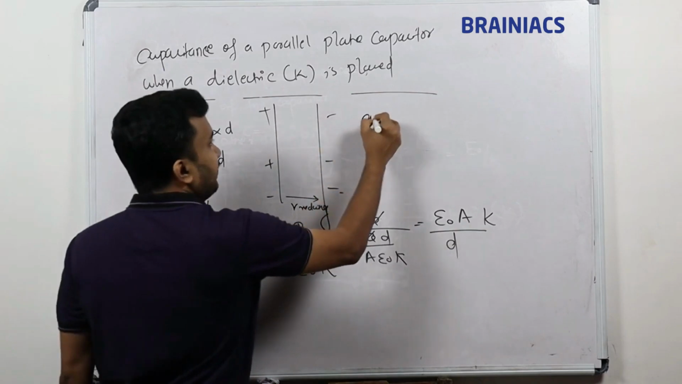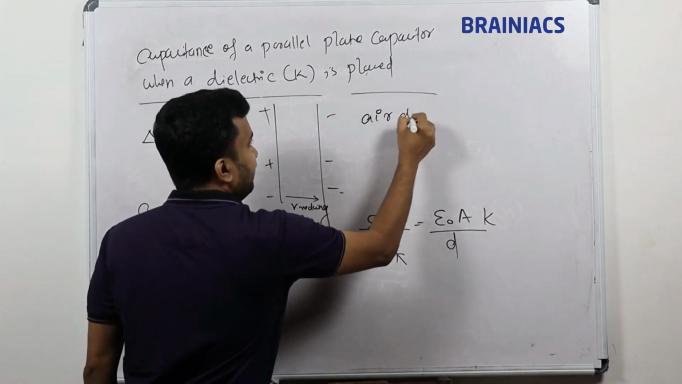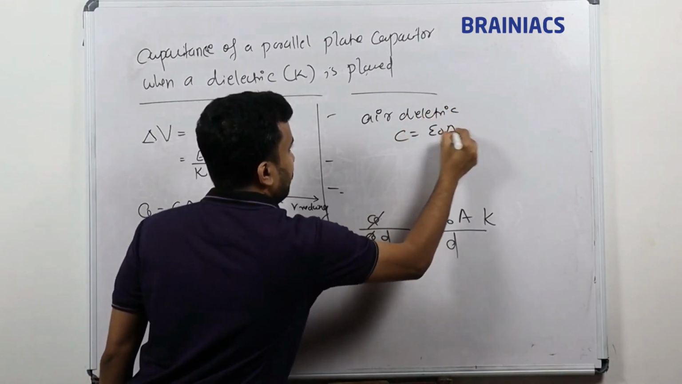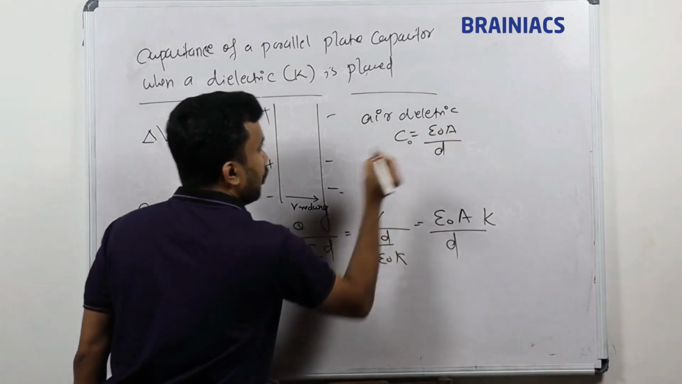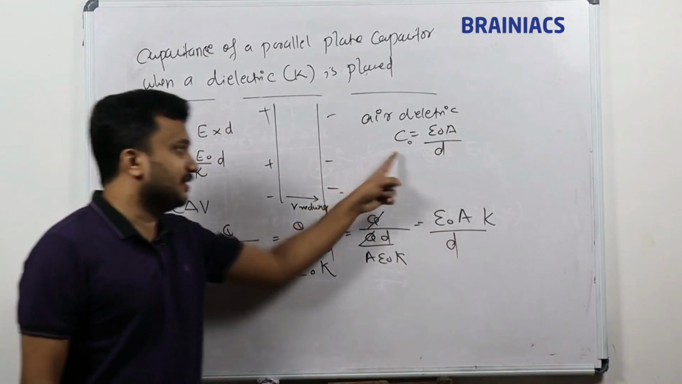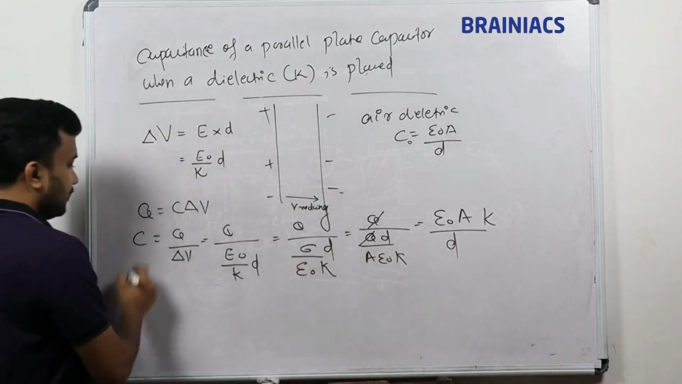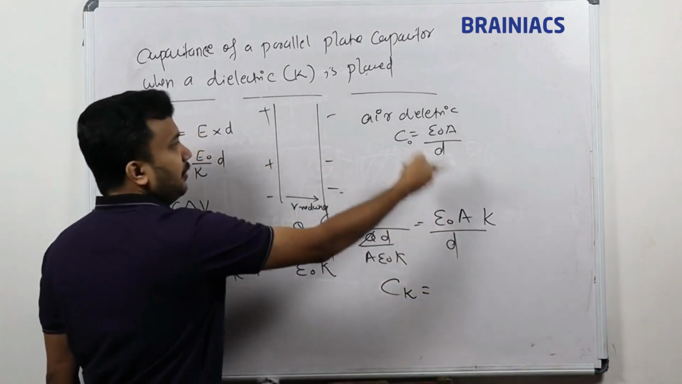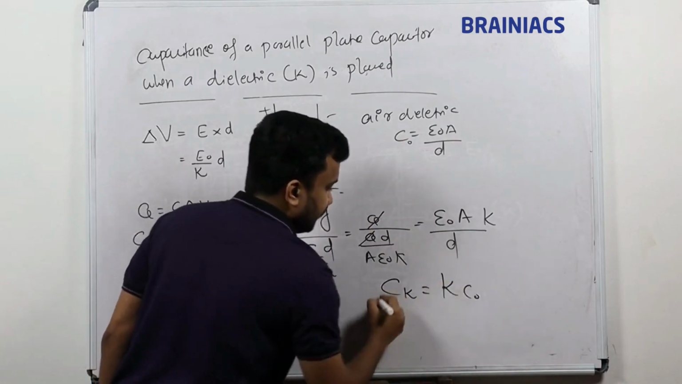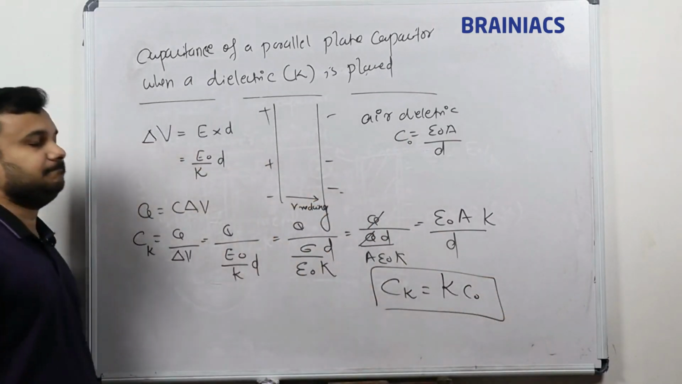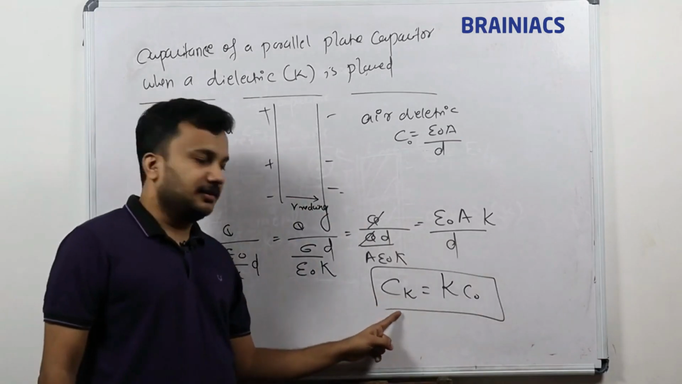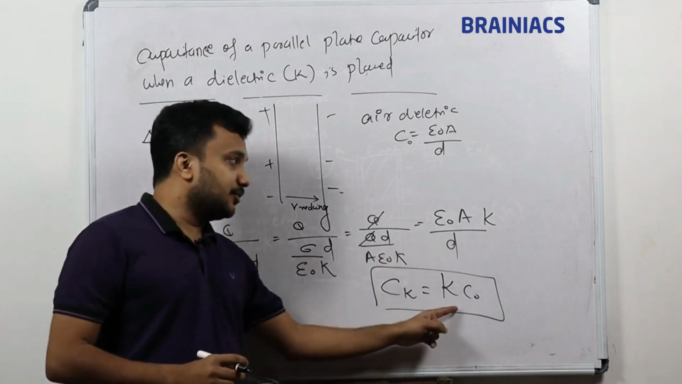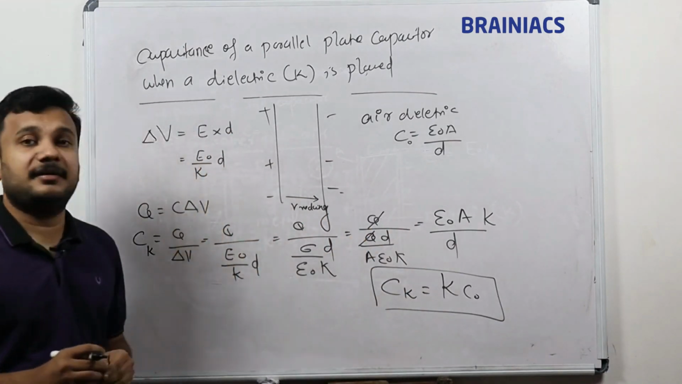Okay, if it is air, when an air dielectric is there, C is equal to epsilon A by D. This I am giving as C naught just to understand that it is air. So with respect to that capacitance, here I am giving Ck. So I can say Ck will be equal to K times C0. This is important. Capacitance with dielectric is equal to K times the capacitance with air dielectric.